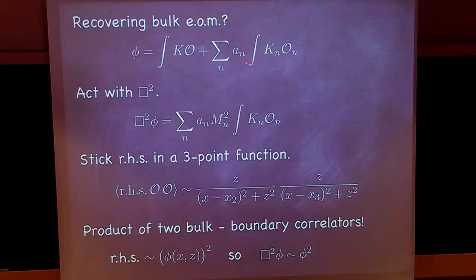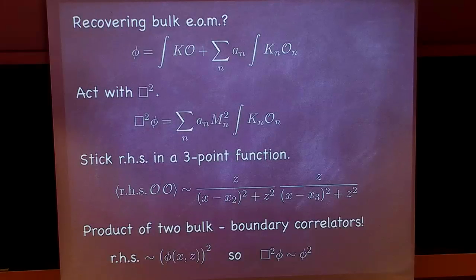So when you act with box on this, it just gives you a factor of the mass squared, whatever the dimension of that operator is. So you get a sum, with these coefficients that we've determined, of the mass squared corresponding to all of these different operators times the smeared operators. Still, from the bulk point of view, this kind of sum is not a very familiar looking object. We'd like to identify what it is in terms of bulk quantities.